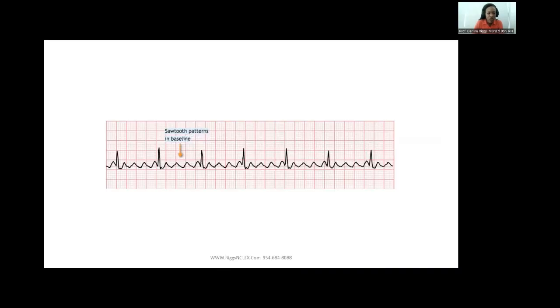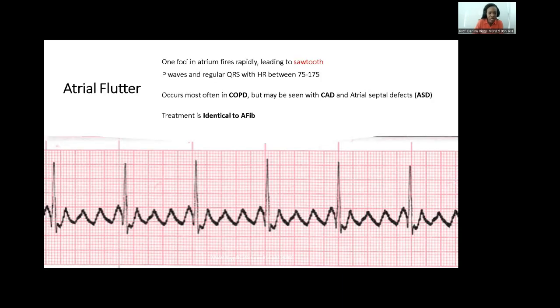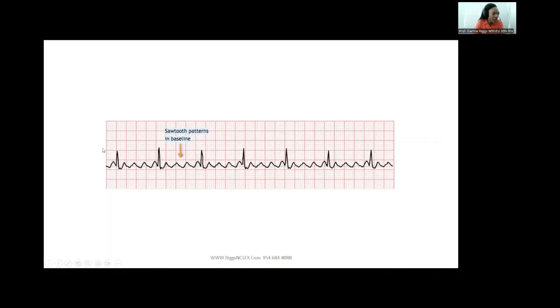Here's another picture of that. You see the P waves, they're there. So two things you look at to differentiate between atrial flutter and atrial fibrillation. Number one, do you have P waves? Number two, are your QRSs regular? If you look on here, you count the large boxes, 1, 2, 3, 4.5, almost 5. 1, 2, 3, 4.5, almost 5. You see how they're regular? Same thing here. They are regular. If you count your R to R to R to R, they're regular. So I have P waves and my QRSs are regular. That's a flutter.